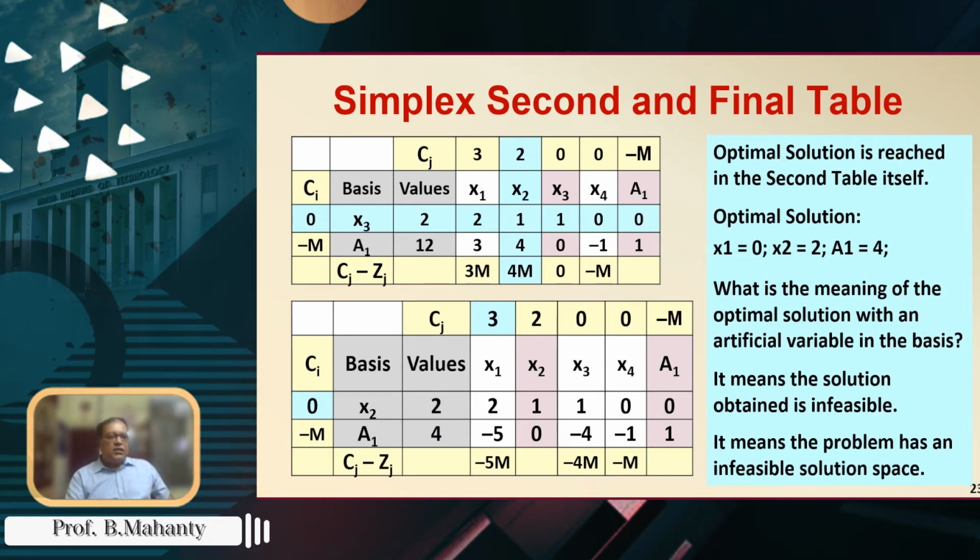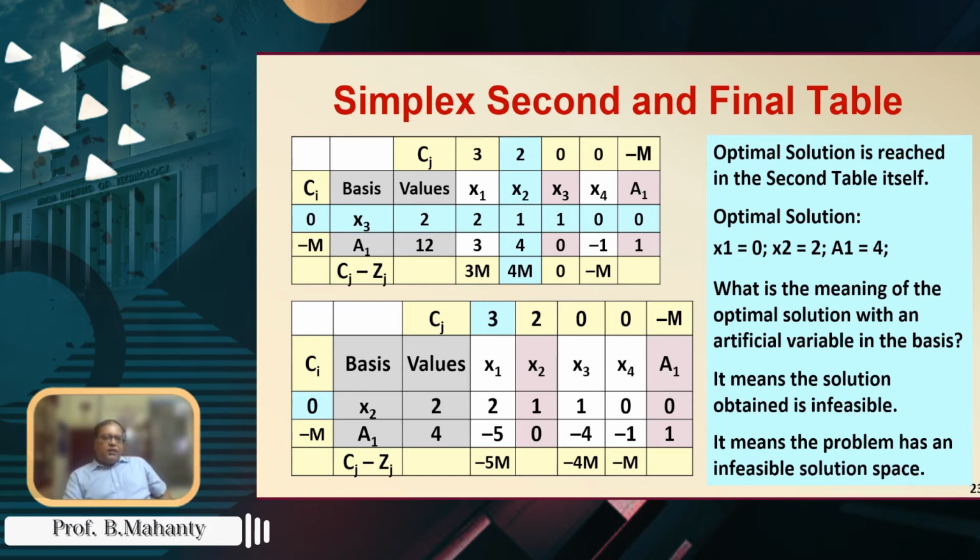This 4 is 0 because it's the key column. This 0 becomes minus 4, 0 minus 4 into 1 by 1. This minus 1 remains and this 1 remains. So this is how the table is, and this A1 remains, so minus M. So minus M into minus 5 plus M is Zj, and 3 minus 5M, so minus 5M. And here it is plus 4M, so 0 minus 4M, Zj is plus 4M. Cj minus Zj is 0 minus 4M, so minus 4M. And here it is 0 minus M, M is Zj minus M.